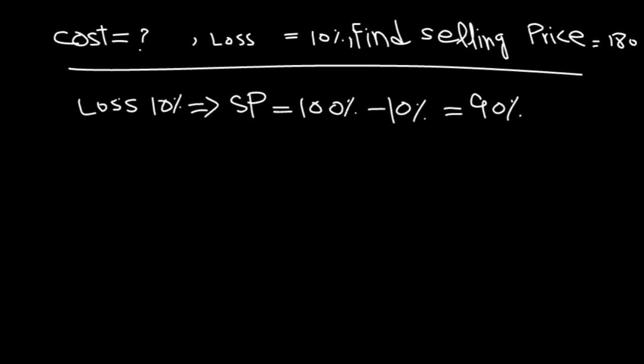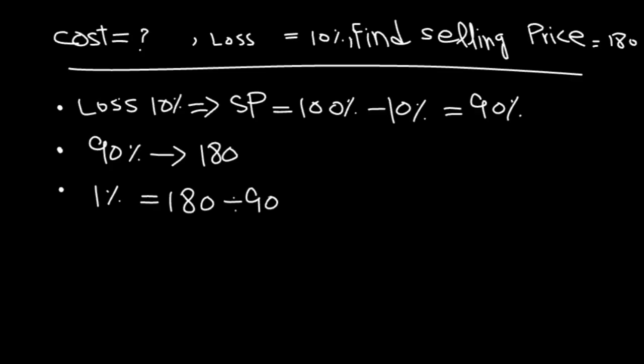So now we find out 90% of 180. So first of all, we find out 1%. So 1% is equal to 180 divided by 90, that is equal to 2.